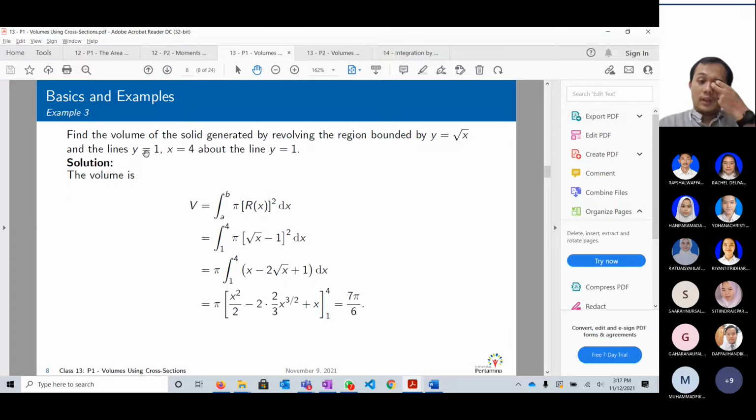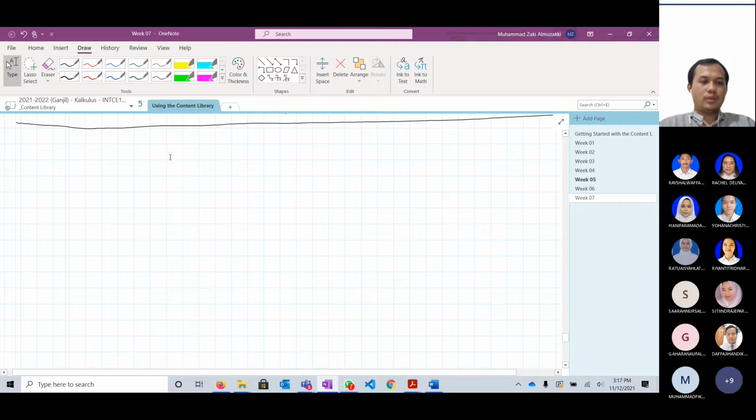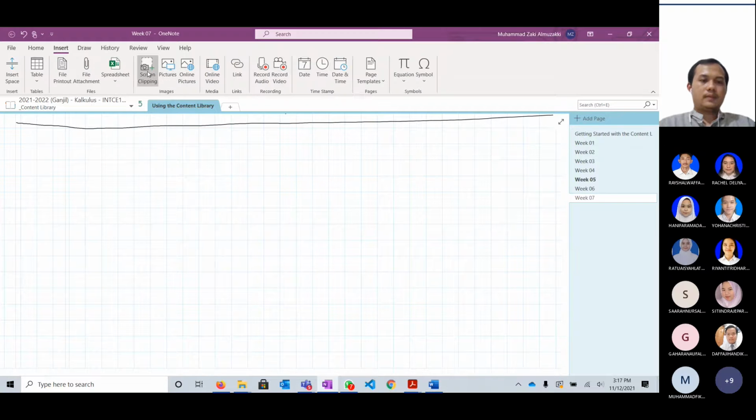Next example. Okay. Find the volume of the solid generated by revolving the region bounded by y equals square root of x and the lines y equals 1, x equals 4 about the line y equals 1. This one, I believe I need to show you the illustration.